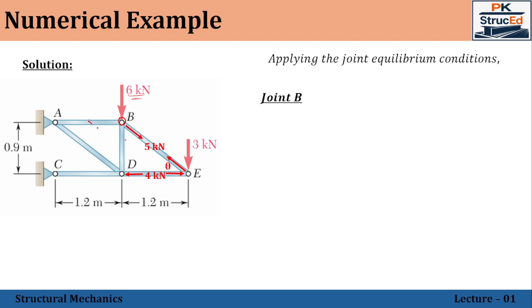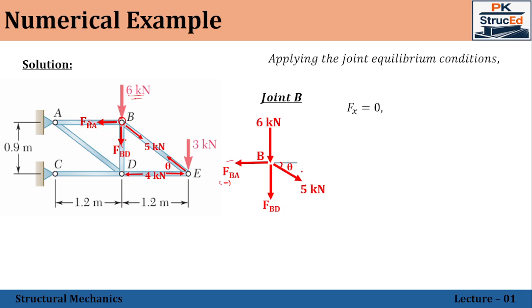Now again, assuming these 2 members are in tension, acting away from the joint, FBA and FBD, taking those joint alone separately, we'll have 6 kilonewtons acting downward, FBA is acting left side, FBD is acting downwards, and phi, it is in inclined direction, which is in tension, making an angle theta. Theta is 36.87.